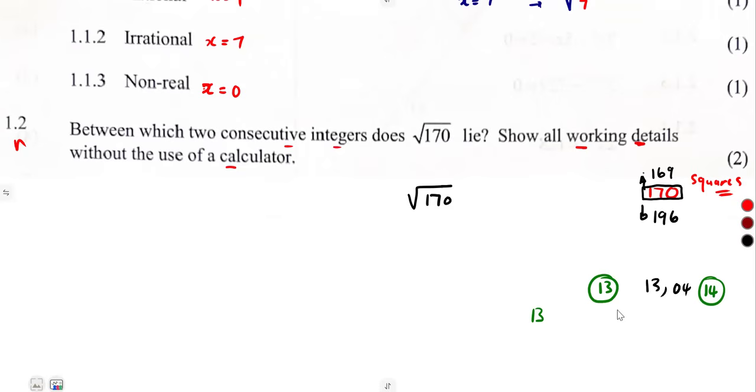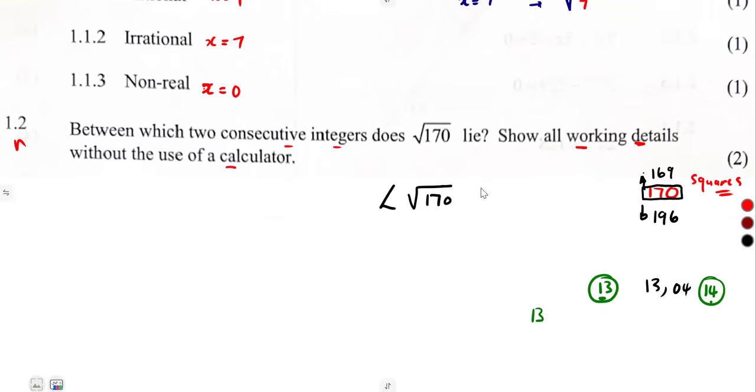You are just writing this aside. You do not show it as you're working because you're told not to use a calculator, but you just want to cheat the process. So 13 is the integer and 14 is the integer. These are the integers actually surrounding this 13.04.